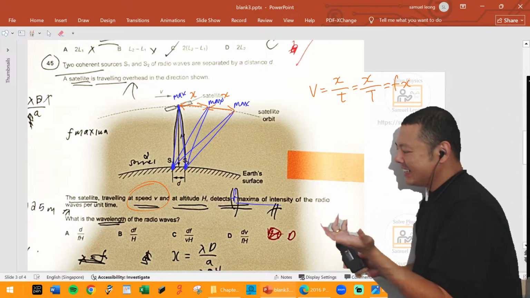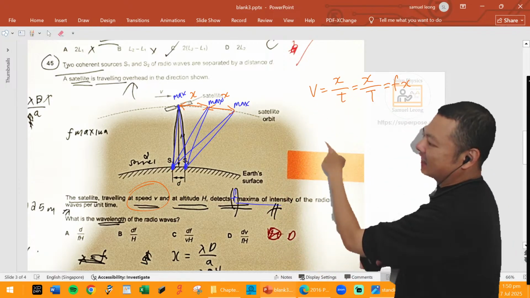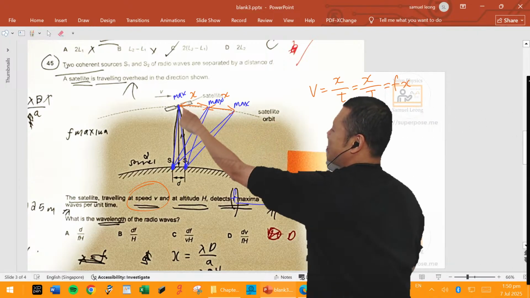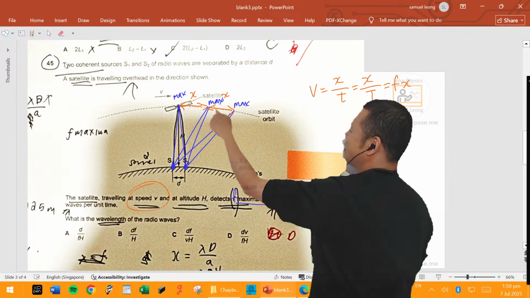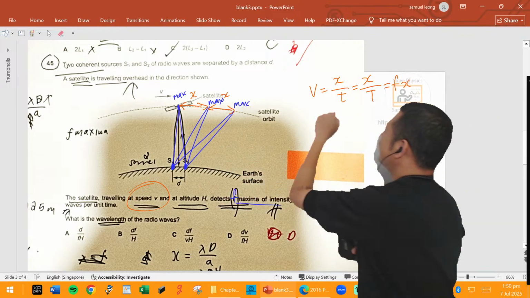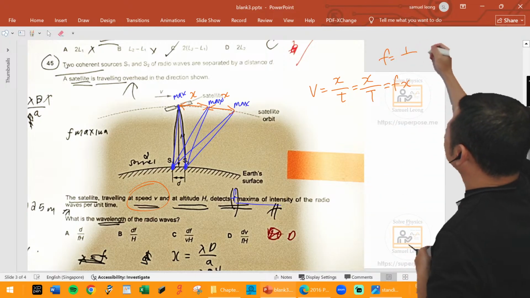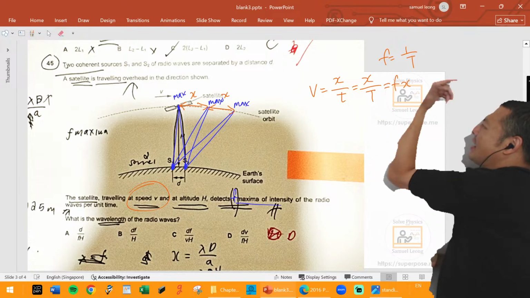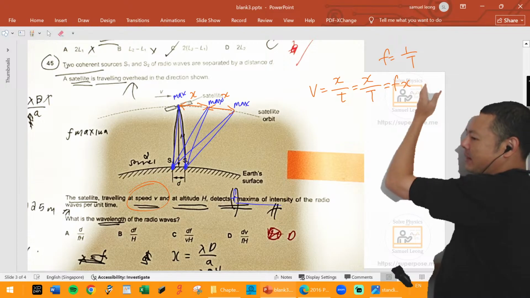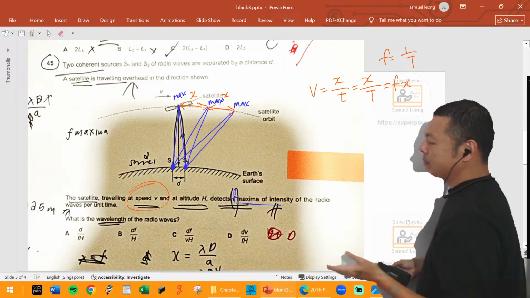It's so random, like out of nowhere. Because the time taken from one x to another, let's say I take it as the period between two maximas. Then I can do f equals 1 over T, and then I get fx. So the speed of the satellite is frequency of the maximas multiplied by the distance between the maximas. That's the link. I don't know whether that will help, but I'll just leave it there first.